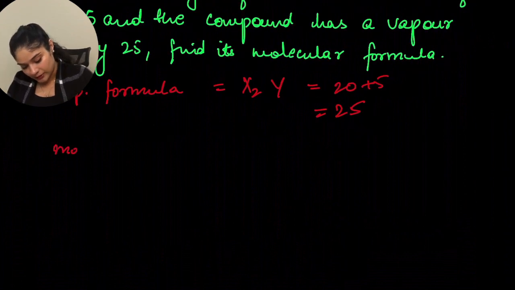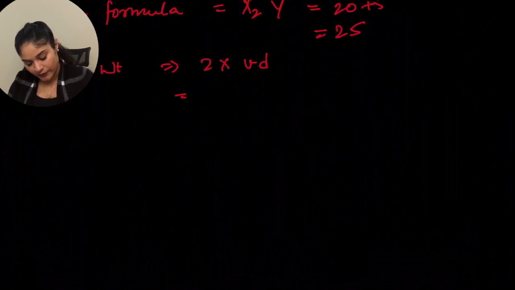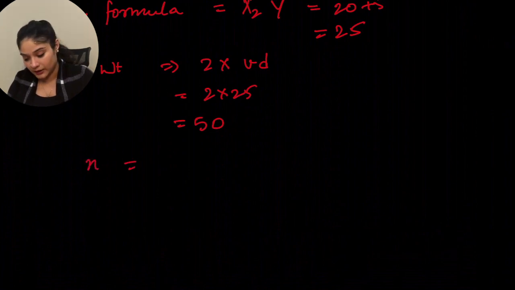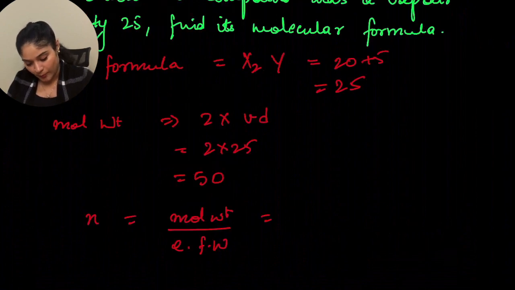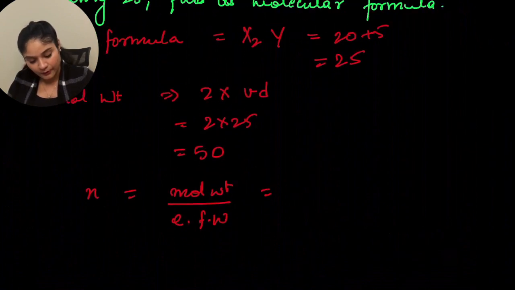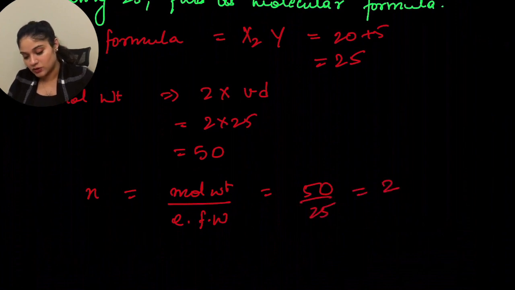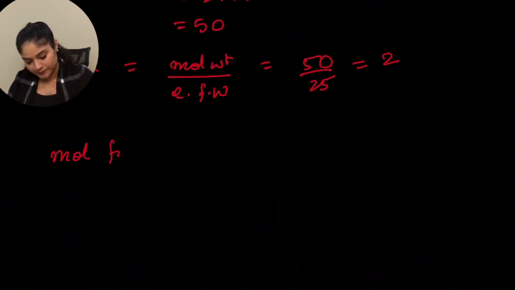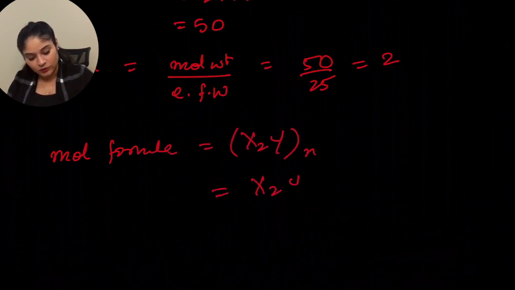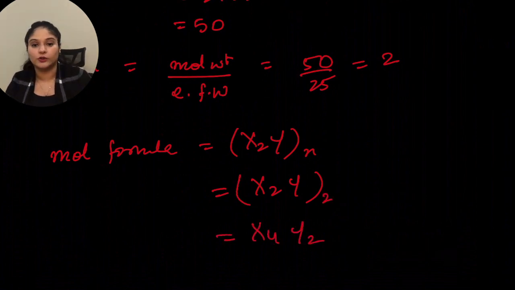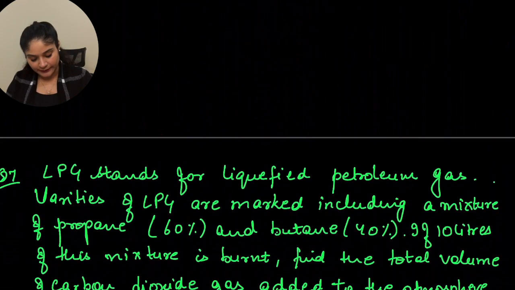Now molecular weight is 2 times vapor density. Vapor density given to you is 25. So 2 times 25, 50. And now we look for n. n is what? Molecular weight divided by empirical formula weight. So molecular weight is 50 divided by empirical formula weight 25. So you end up with 2. So your molecular formula will be X2Y whole n. So X2Y whole 2, so X4Y2. This is your molecular formula. Let's quickly move to the next question.